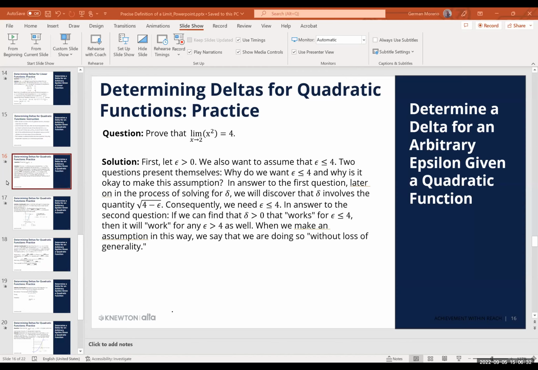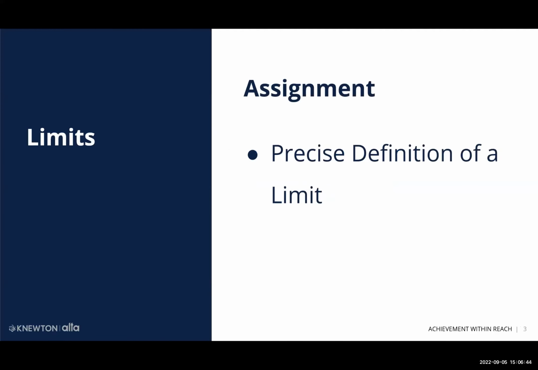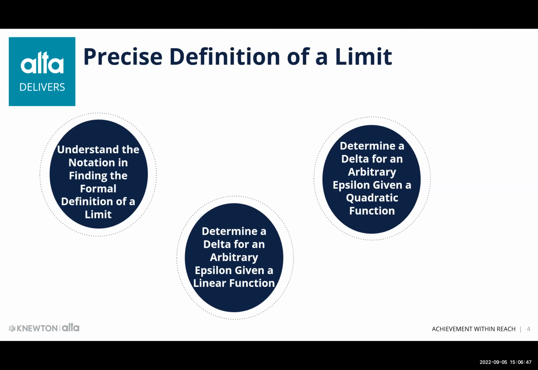All right, let's go ahead and go through the slideshow for this week's lessons, which is looking at the precise definition of a limit. We're going to try to understand the notation for the formal definition of a limit, then determine a delta for an arbitrary epsilon given a linear function, and then determine a delta for an arbitrary epsilon given a quadratic function. So what we're basically starting with is the definition of a limit, and then using that to prove that certain functions have a particular limit.